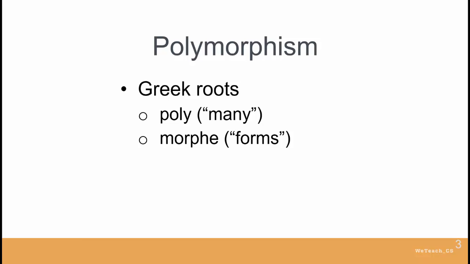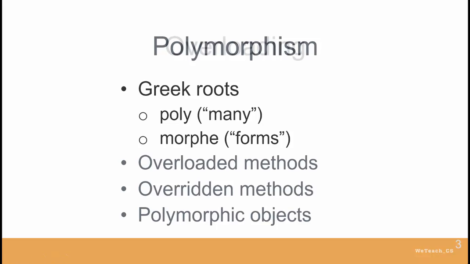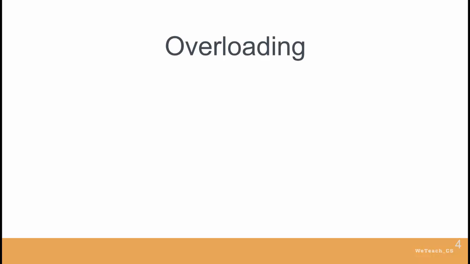There are three situations in which polymorphism can be present in the class definition of an object: overloaded methods, overridden methods, and polymorphic objects. The term overloading, commonly associated with a bad feeling of being overburdened, is a good thing as it relates to class definitions of objects.